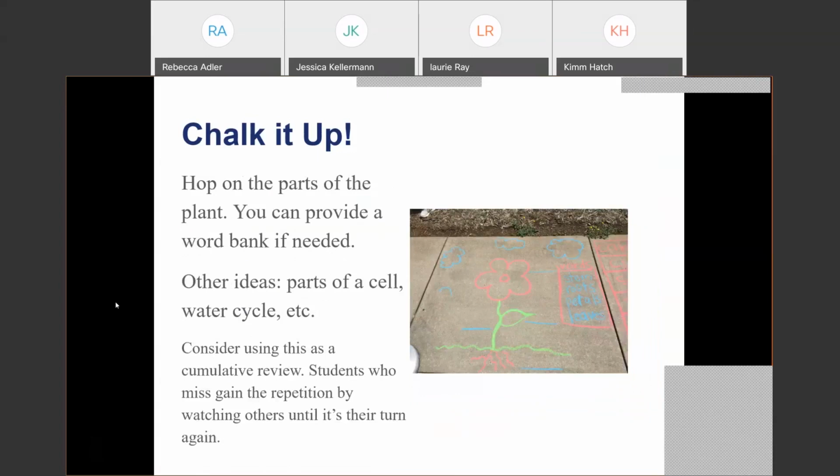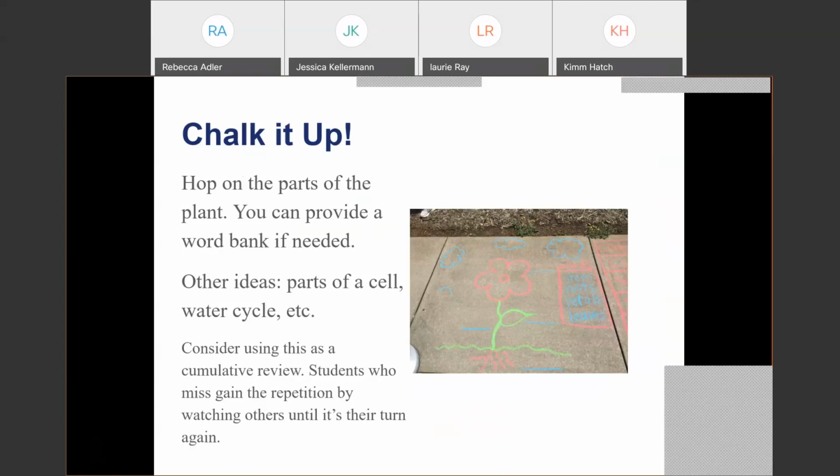This is just another example for science. They drew a picture of a plant in this example, and they have to label the different parts of the plant. You can provide a word bank. You don't have to. It's really up to you. You could also do this with the water cycle. They have to draw all the parts of the water cycle, which is a 5th grade standard.